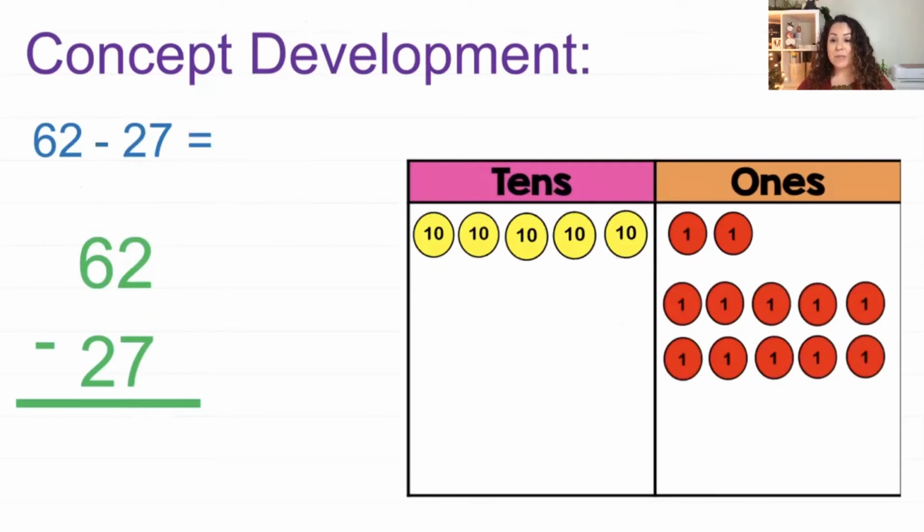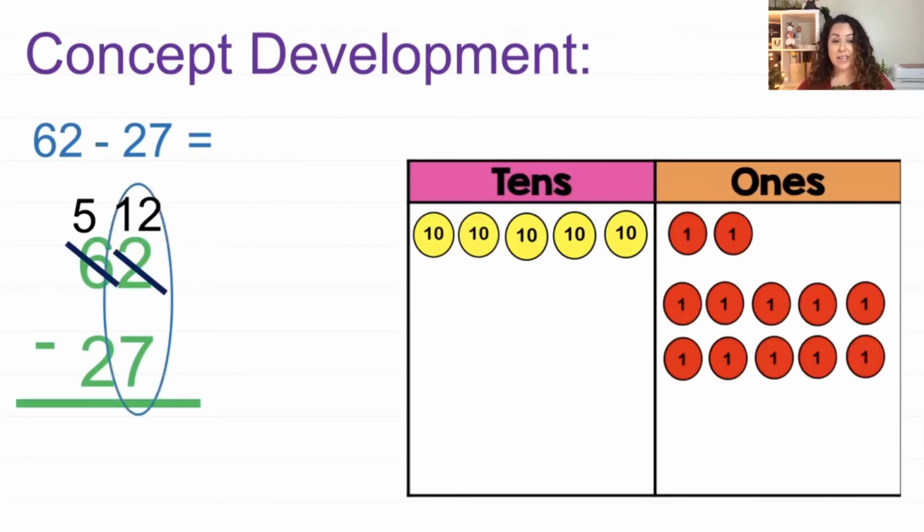Now, remember, the next step is to show me what you see. So, do I still have 6 tens? I don't have 6 tens anymore because I unbundled it and made it ones. So, my next step is to show what I see. So I no longer have 6 tens, I have 5 tens. And then I no longer have just 2 ones. I added 10 ones to that, so I have 12 ones. So now I'm ready to subtract.